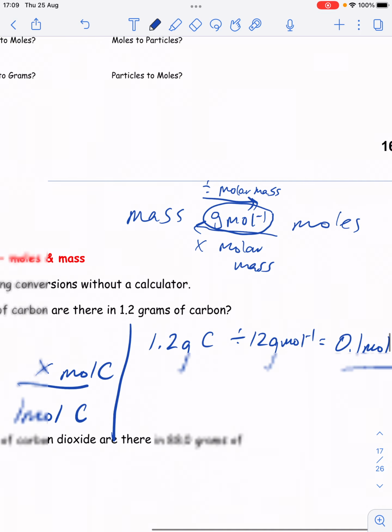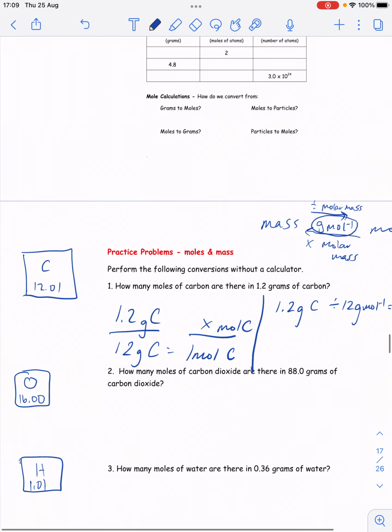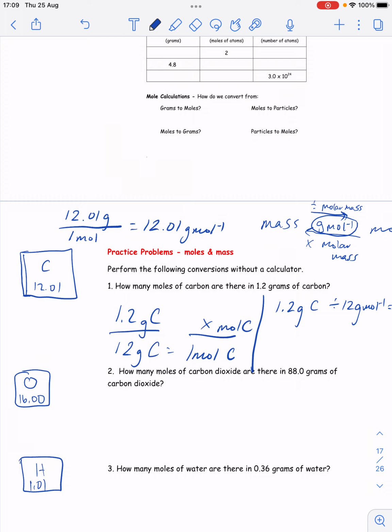Well, the molar mass for every element is the same number as their atomic mass, and it's listed on the periodic table. So for carbon, its molar mass is 12.01. That means 1 mole of carbon weighs 12.01 grams. In other words, 12.01 grams per 1 mole. But in the IB, they would write it like this: 12.01 grams times mole to the minus 1.